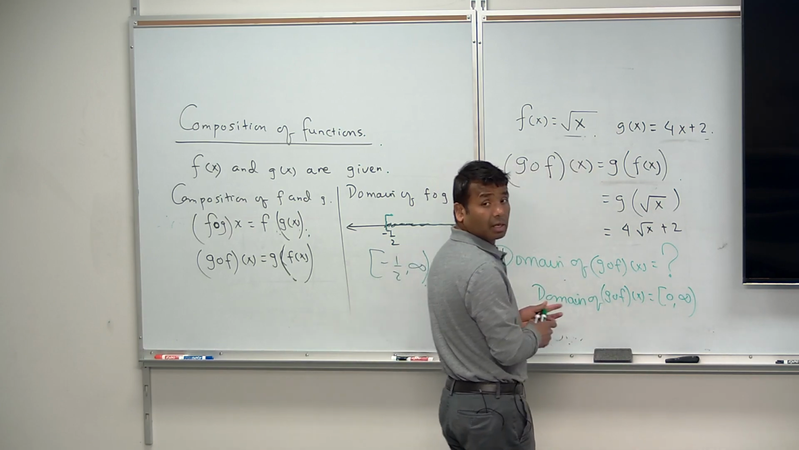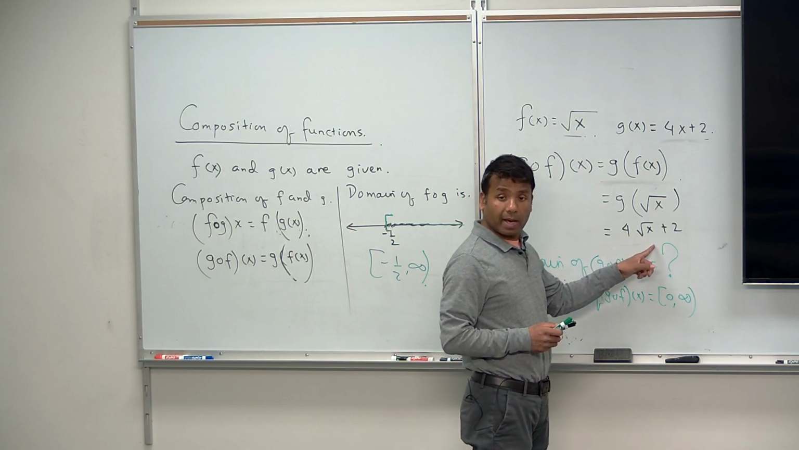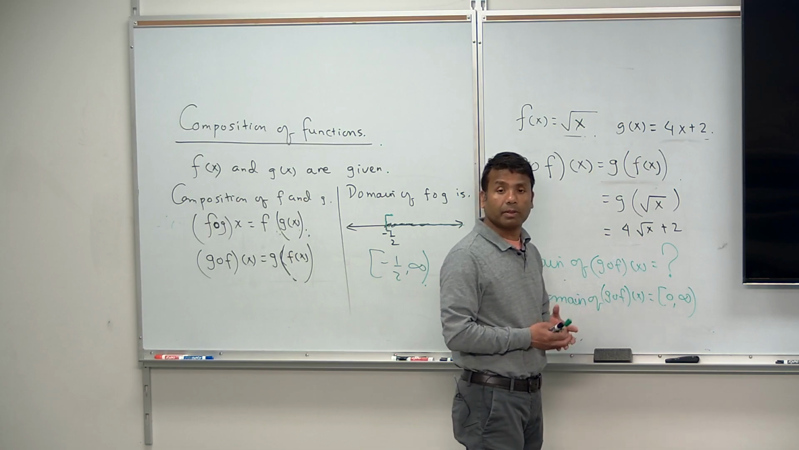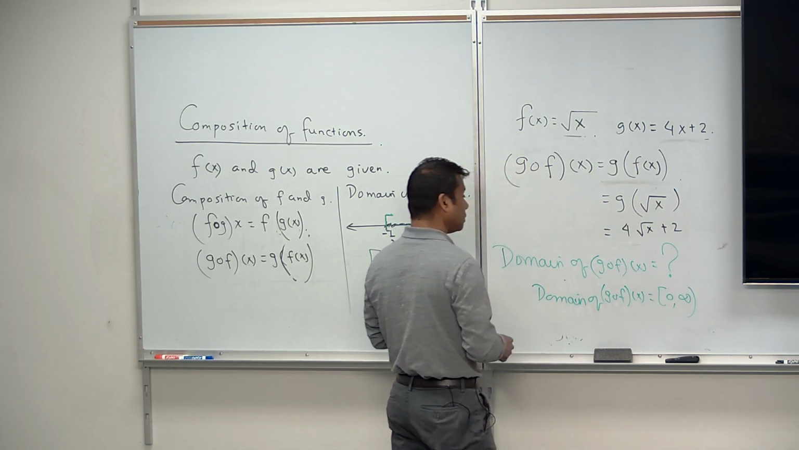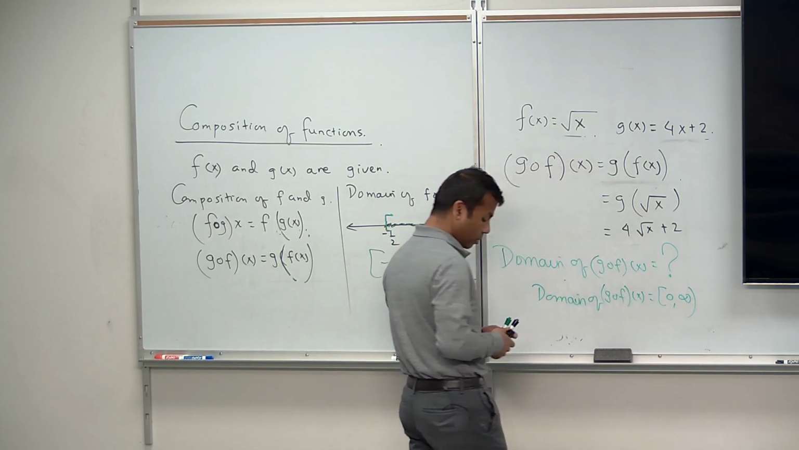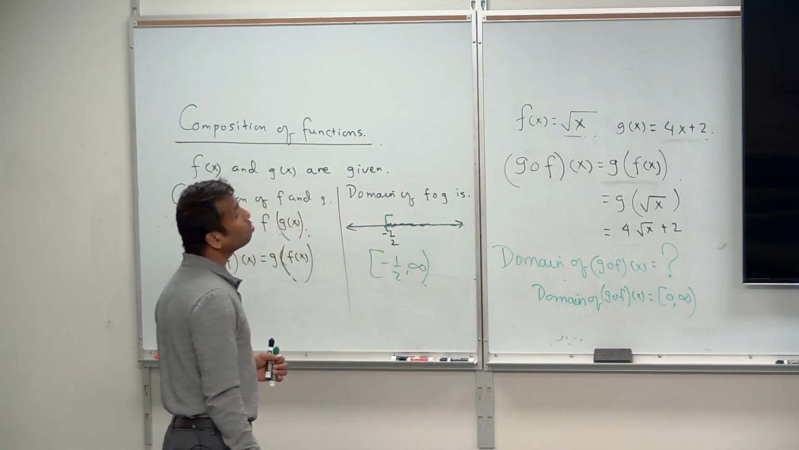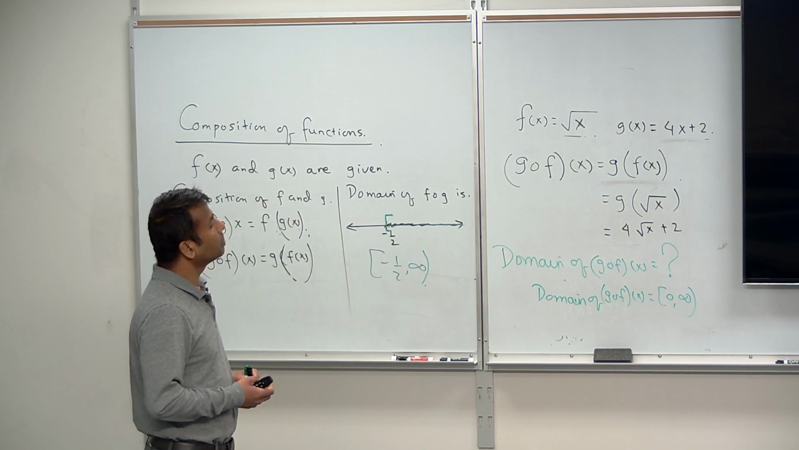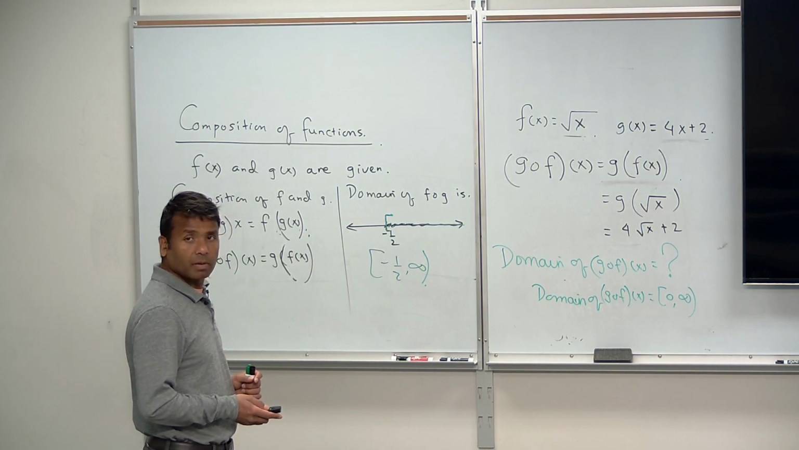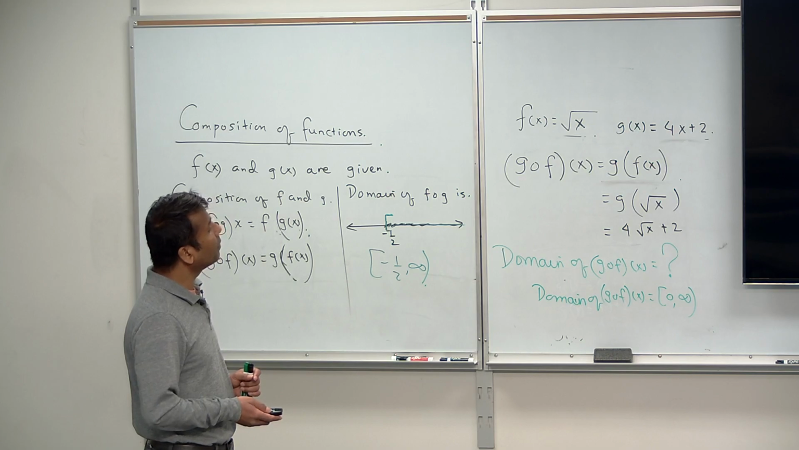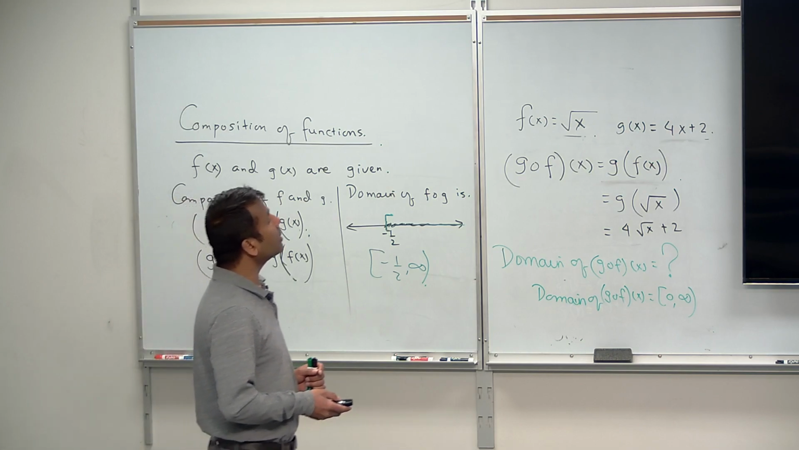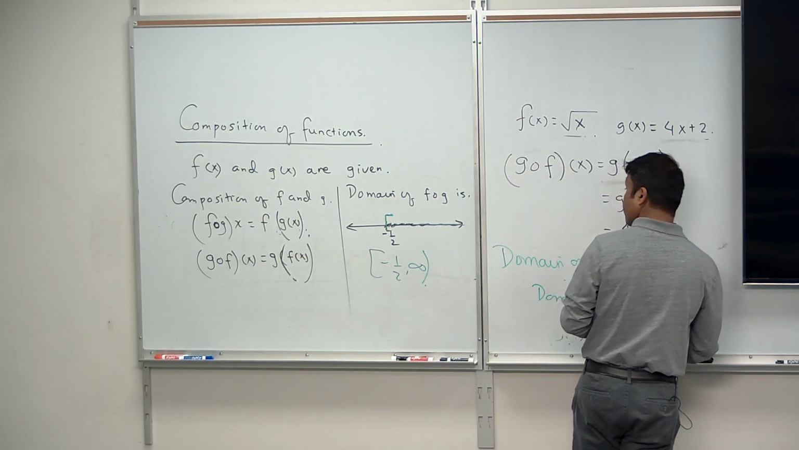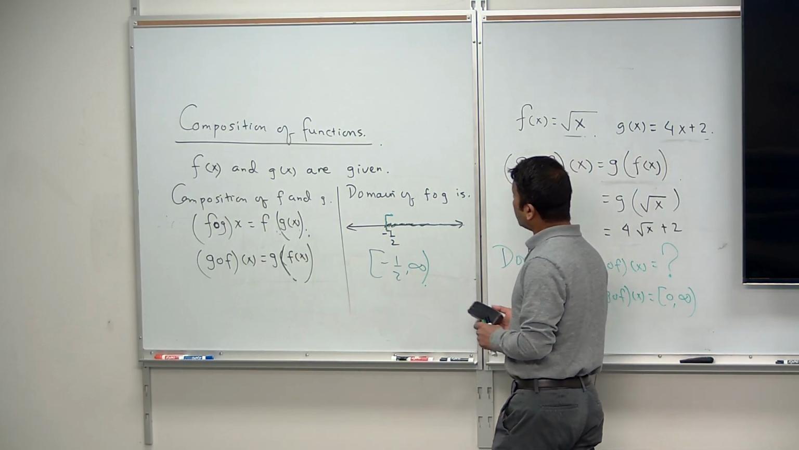So look here, this is not good for what? Any value of x less than 0, right? Because you'll have a radical of a negative number. Are you guys with me? Yeah. Good. So now let's do this, okay? Any questions so far?